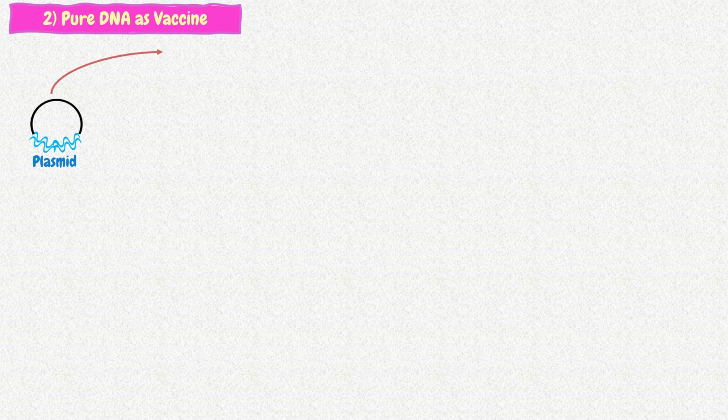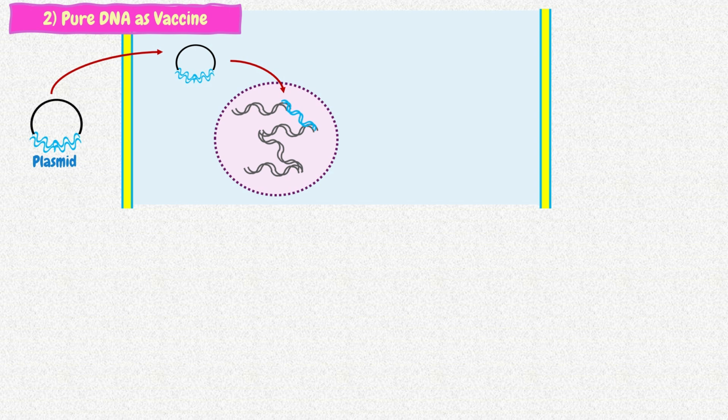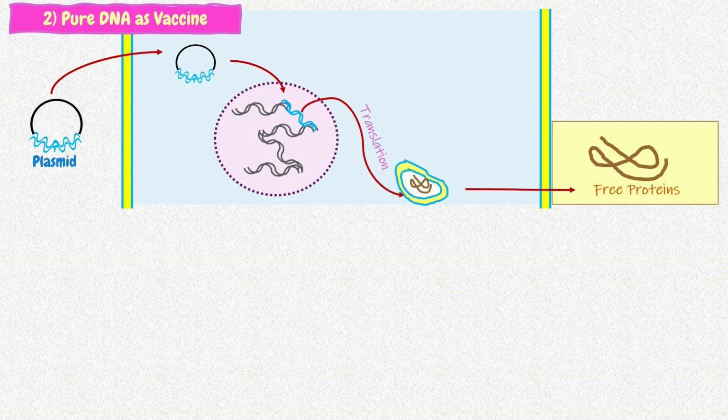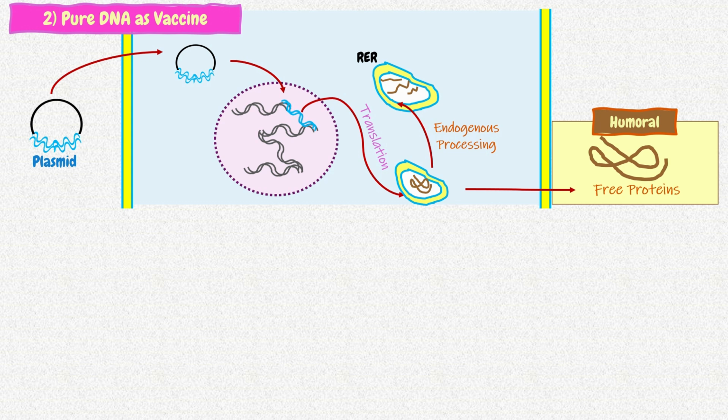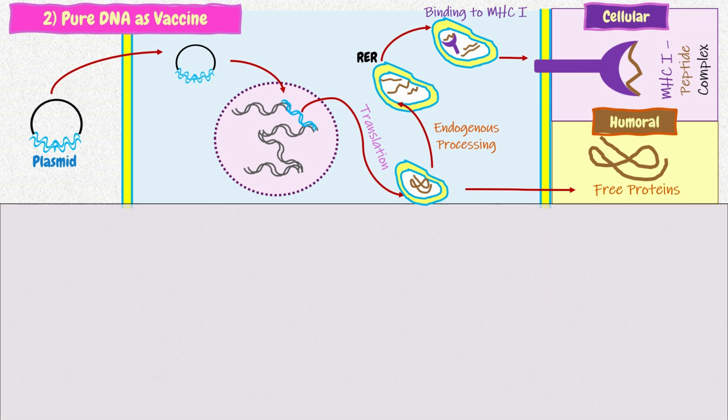Let's understand this. This is the viral plasmid. It is incorporated in the host genome. Translation occurs. Then viral-free proteins are produced that lead to a humoral immune response. Now, endogenous processing in the rough endoplasmic reticulum occurs. Then binding of antigen with MHC1 molecules. This leads to a cellular response.